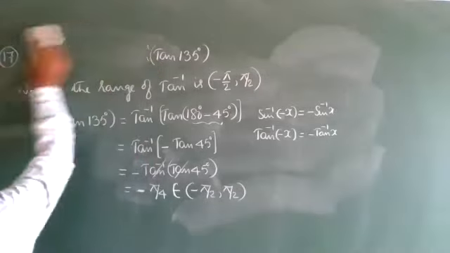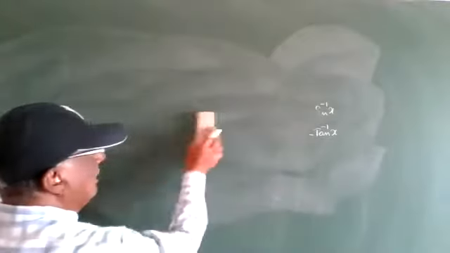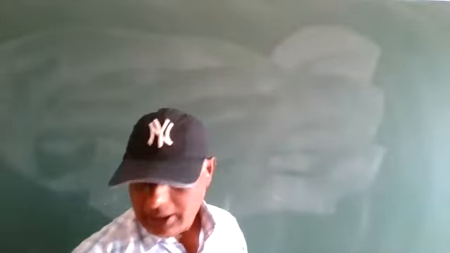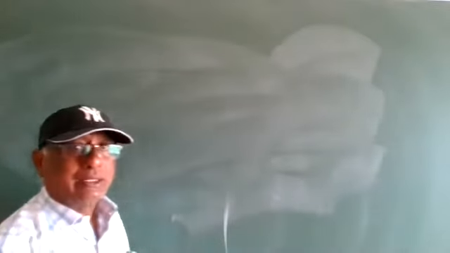Right, everyone go through the 18th problem. Everyone see the 18th problem. What is the 18th problem? It is tan of sine inverse of 3 by 5 plus cot inverse of 3 by 2.